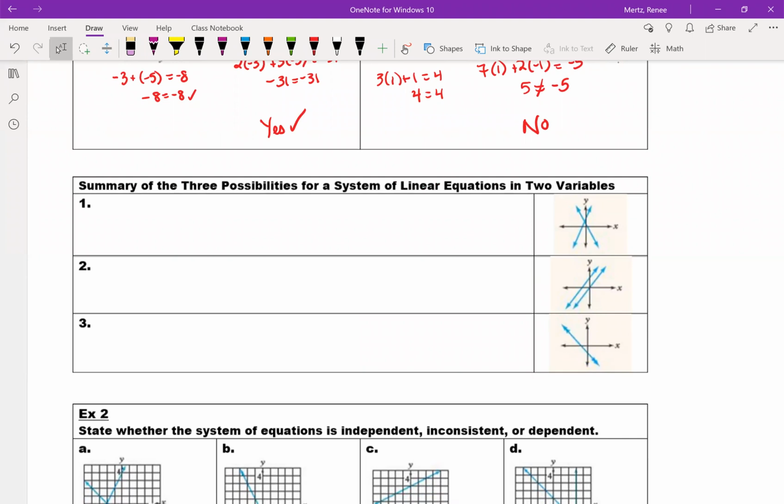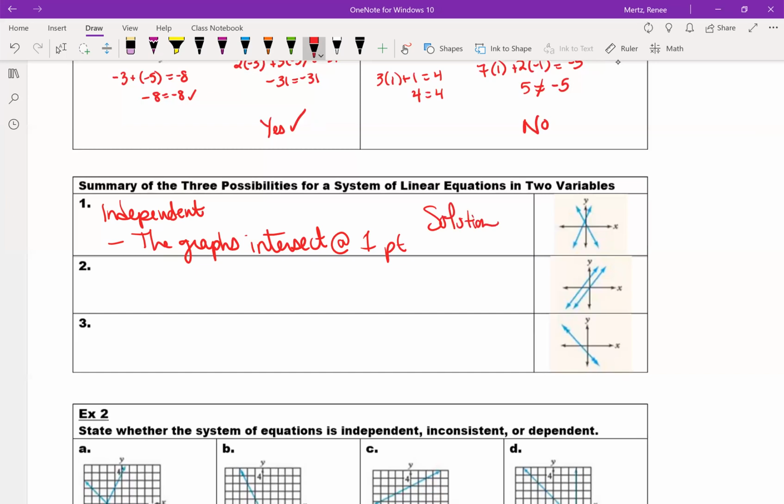There's a few different things that can happen when we're graphing two lines. One is that they're independent. You graph both lines and they intersect at one point. Independent. Graphs intersect at one point. Our solution is x comma y. So that's the most common and the most normal.